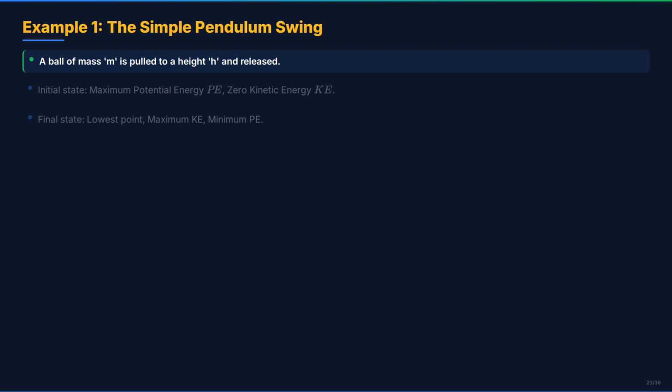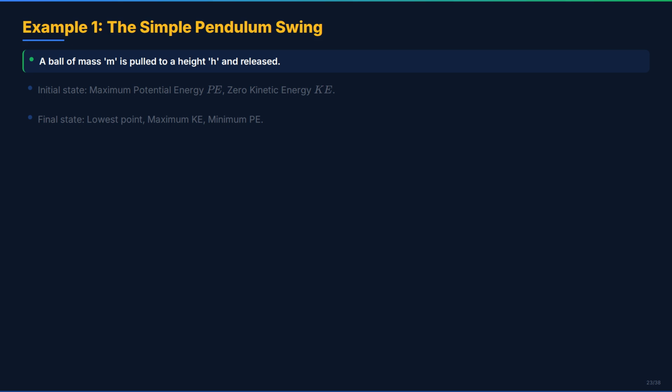Imagine a simple pendulum, like a clock weight. When we pull it back to its maximum height, we are storing potential energy. This is the starting point, where speed is 0, so kinetic energy is 0. The height, h, determines how much stored energy we have. As the ball swings down, that stored gravitational potential energy begins to convert into kinetic energy, the energy of motion.